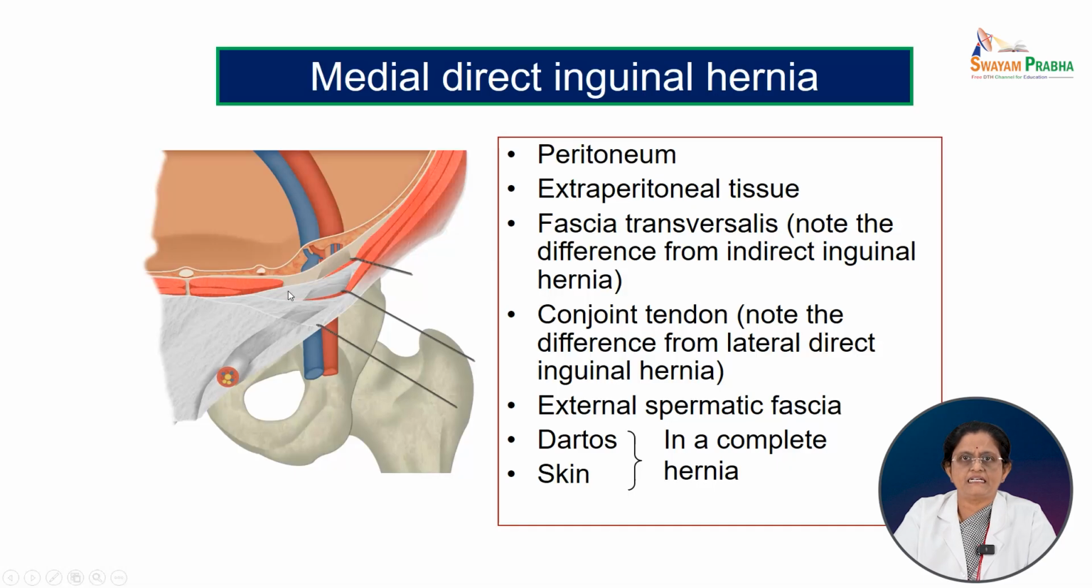So, medial direct inguinal hernia, the coverings will be peritoneum, extraperitoneal connective tissue. You have the fascia transversalis. Then you have the conjoint tendon. What you are seeing here is a conjoint tendon. Then you have the external spermatic fascia. Then if it is extending to the scrotum, that is called a complete hernia, where you have the dartos and the skin. So, these are the coverings of the medial direct inguinal hernia.